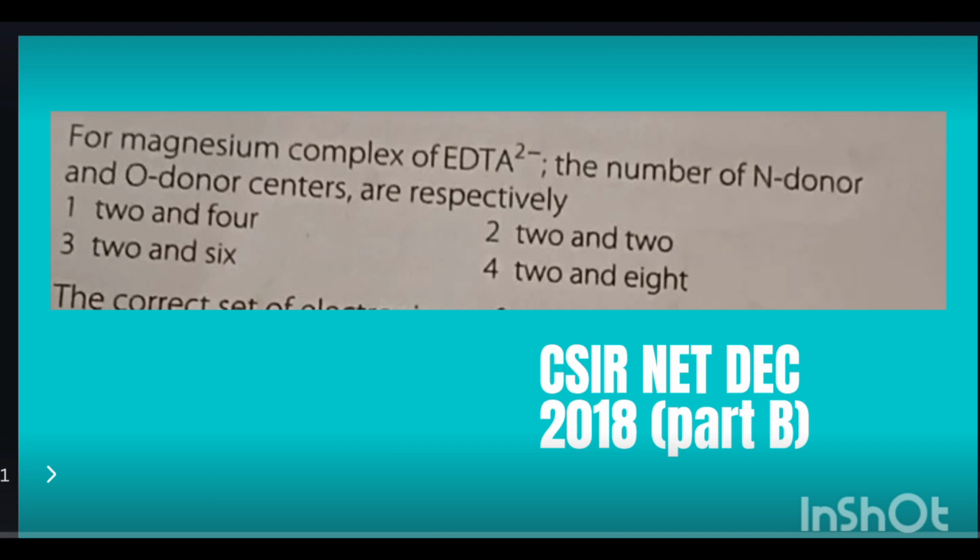Let's see the question. For the magnesium complex of EDTA 2 minus, the number of nitrogen donor and oxygen donor centers are respectively: option 1, 2 and 4; option 2, 2 and 2; option 3, 2 and 6; option 4, 2 and 8. Let's see the solution.